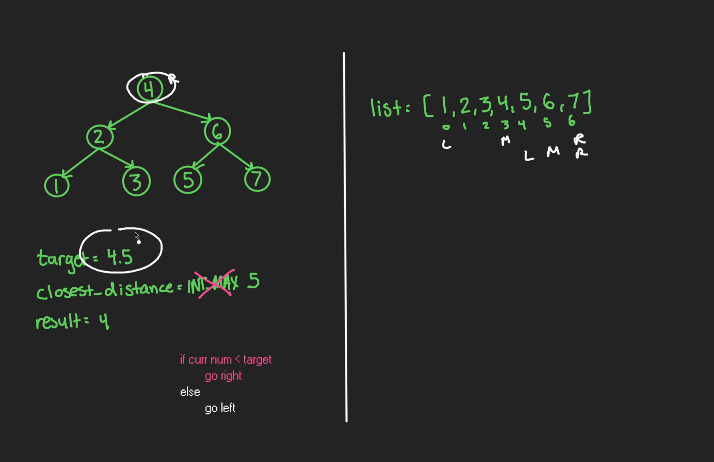Indeed, it's true, 4 is lower than 4.5. Let's go to the right, landing us at node 6 also. Here, a distance of 1.5 is not closer than our distance of 0.5. So we don't overwrite any variables and we move on.